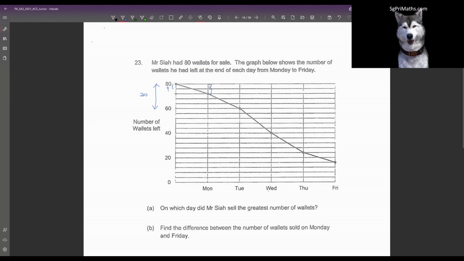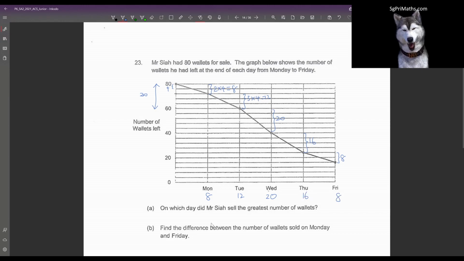When there's a drop of 2 units, it is 2 times 4 equals 8. A drop of 3 units, 3 times 4 equals 12. 1, 2, 3, 4, 5: a drop of 5 units will be 5 times 4 is 20. 1, 2, 3, 4: a drop of 4 units will be 16. A drop of 2 units here will be 8. So Monday is 8, Tuesday 12, Wednesday 20, Thursday 16, Friday 8.